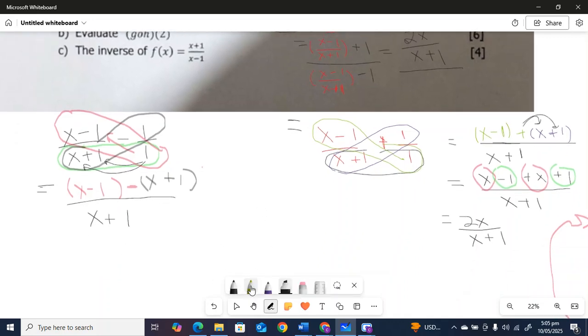Then here on the numerator, we need to simplify. So here it becomes x minus 1. Then here, since there's a negative before this bracket, it's a negative times x, you get negative x. Negative times positive 1, you get negative 1, over x plus 1.